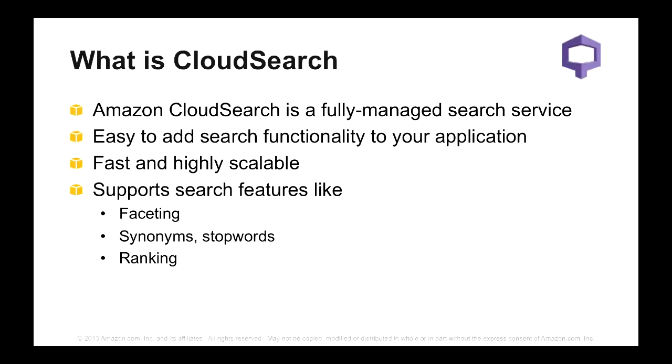All right, so straight on into it. What is CloudSearch? So CloudSearch is a fully managed search service. It allows you to add search functionality to your application easily without having to be a search expert. It's very fast, and it's highly scalable. It's actually based on the A9 technology that drives the Amazon commercial retail site, so you've probably already used it. And it supports a number of features like faceting, synonyms, stop words, and customizing ranking. And that last one is important because it's actually the custom ranking functionality that we're going to use to implement location-based search.